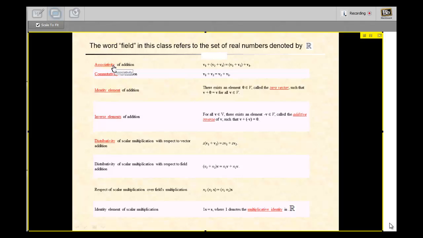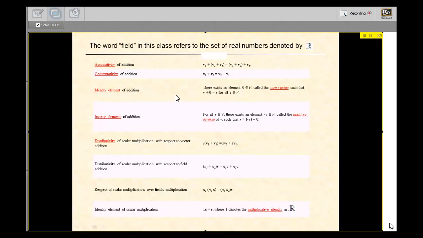The first one is called the associativity of addition. Associativity means if we have three vectors v1, v2, v3, then v1 plus v2 plus v3 will be equal to v1 plus v2 and then v3. Similarly, commutativity for addition: v1 plus v2 is equal to v2 plus v1. These laws are helpful in the vector space. We will discuss the vector space later on, but before that, you should know these properties.